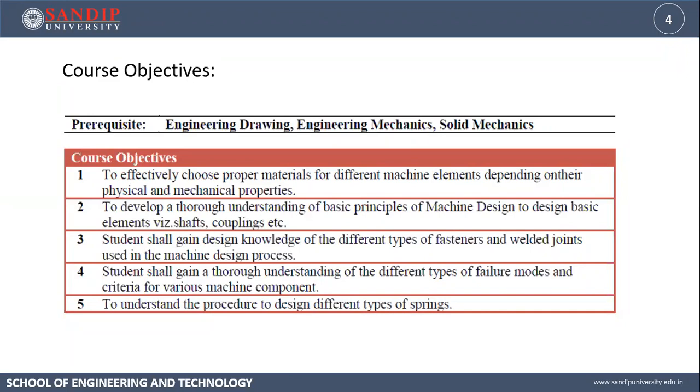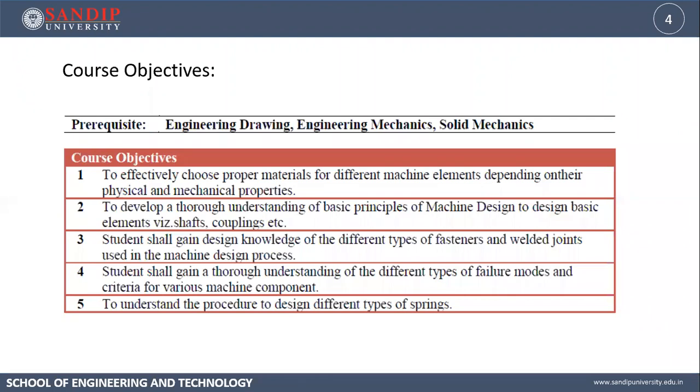Then you should be aware of the subjects of engineering mechanics and solid mechanics, in which you learned about material properties. These are the basic subjects which you have already covered in previous semesters, the knowledge of which will be required for machine design. Now, course objectives.